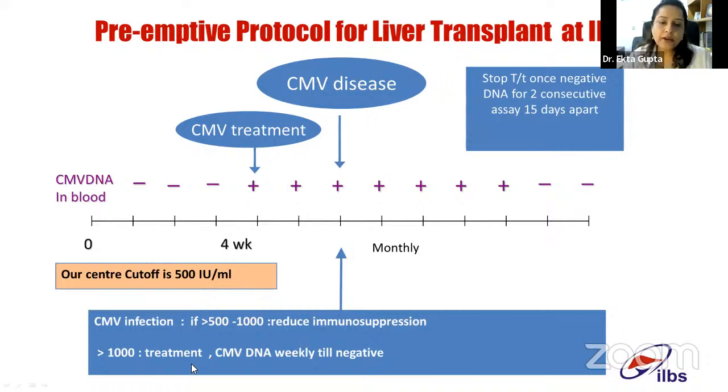More than 1,000, CMV specific treatment in the full dose is given. And then they get DNA done weekly. They stop the treatment once two DNA tests come negative 15 days apart. So we are preventing the CMV disease.